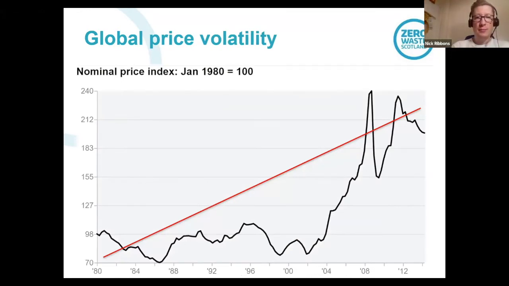Another interesting graph here, this is a nominal price index for commodities in general. But it's again intricately tied to the construction sector. Going back to that first slide, a lot of the resources that we use go into the construction sector, and I've drawn a best fit line here, which shows it's very obviously climbing, but actually, if you take that to the past 20 years, the line becomes a lot steeper.